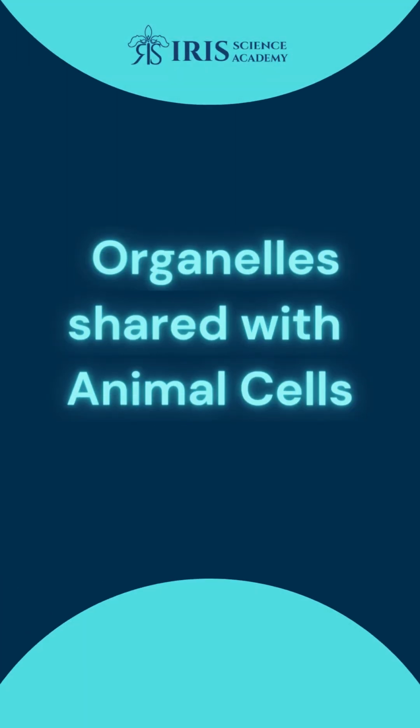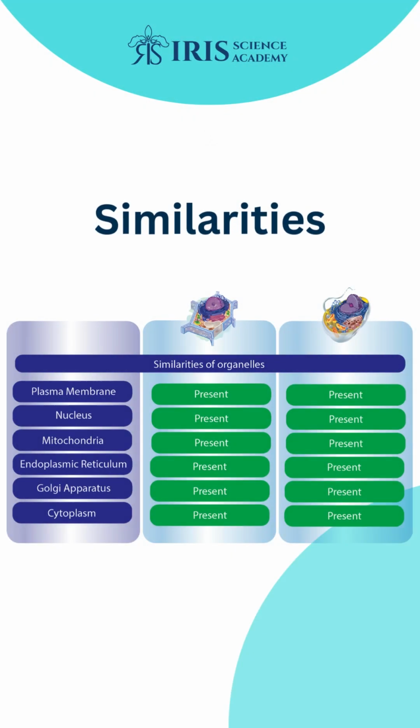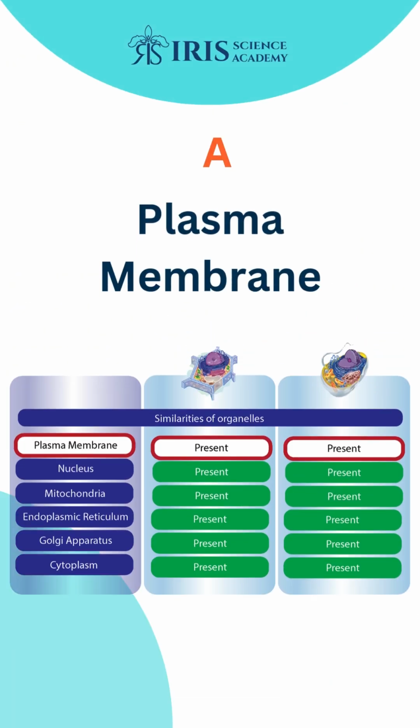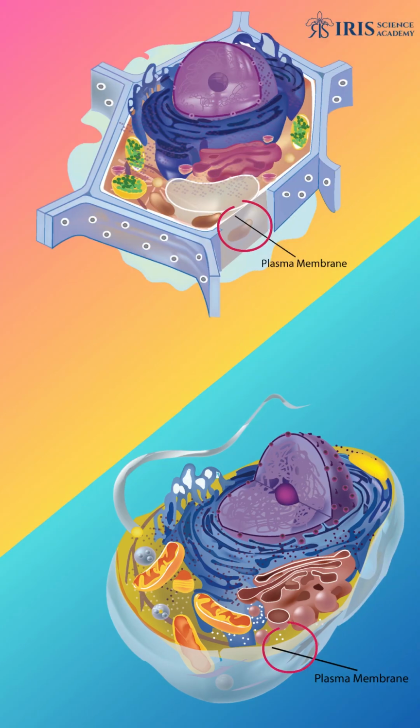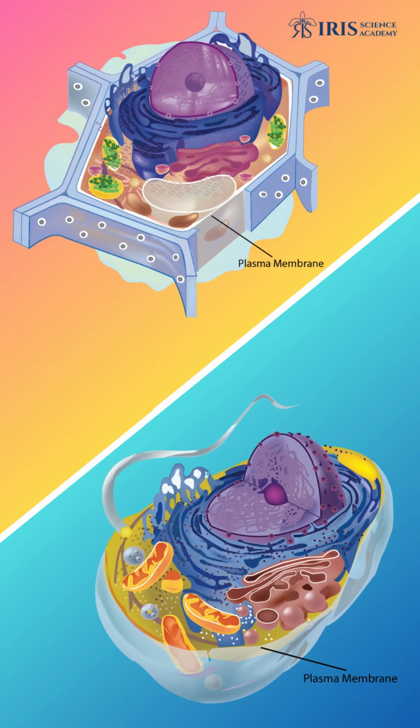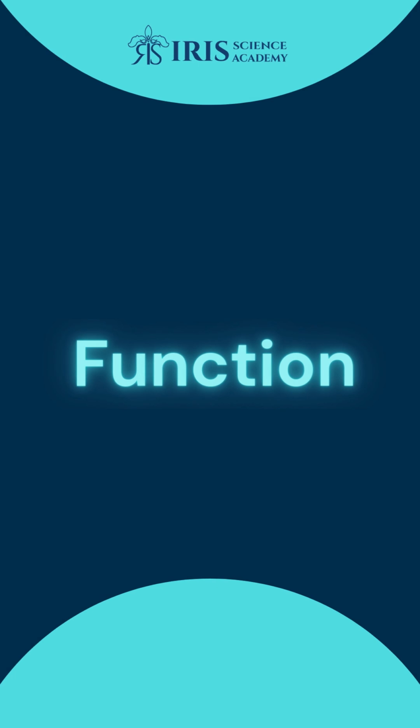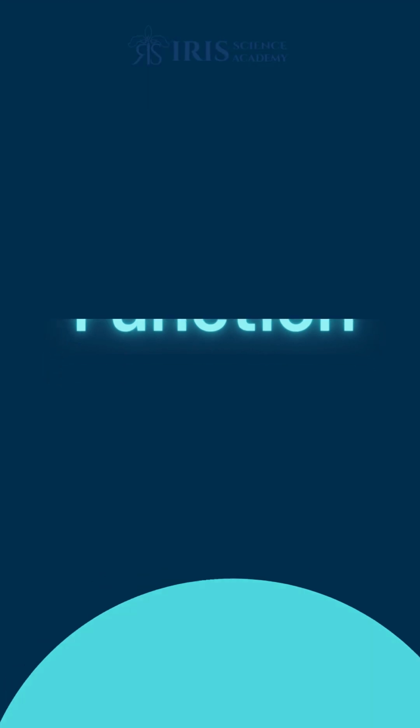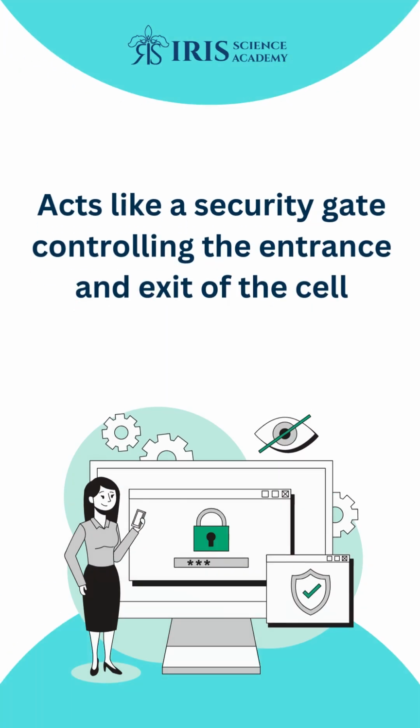Organelles shared with animal cells. Now let's look at the organelles that plant cells share with animal cells. A. Plasma membrane. Structure: a semi-permeable layer just beneath the cell wall. Function: acts like a security gate, controlling what enters and exits the cell.